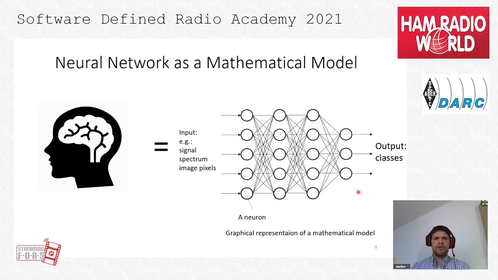A very commonly used model in machine learning is a neural network. A neural network is basically a model of the human brain, a very simple model. It consists of neurons, these circles here, that are connected with each other. And on the left, you input some data. This could be a signal or a spectrum of a signal or pixels from an image. And this information is processed from left to right. And on the right-hand side, you have these output nodes, which correspond to the classes.